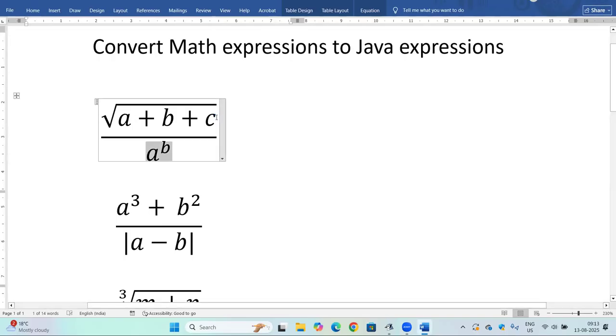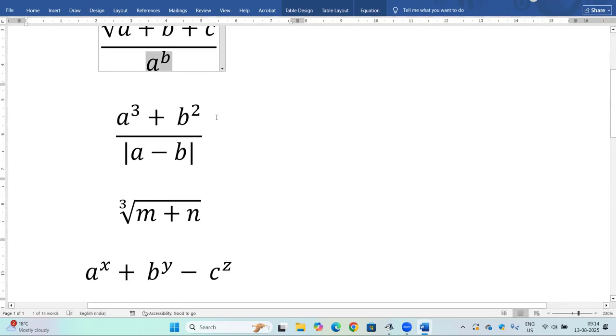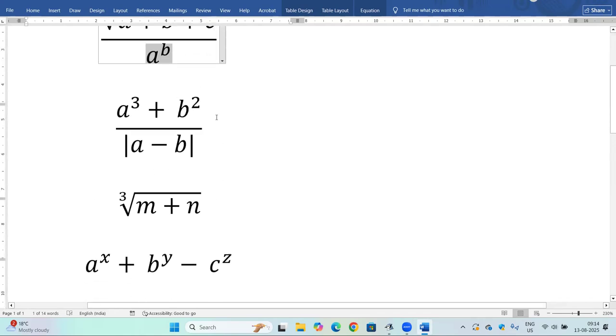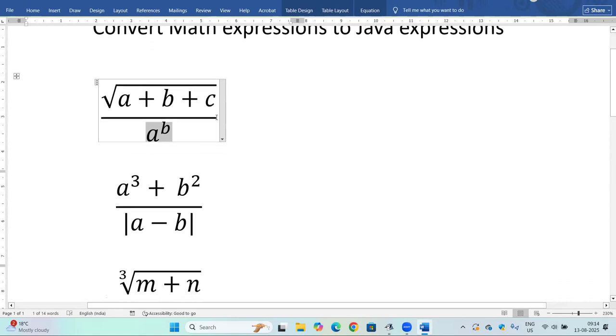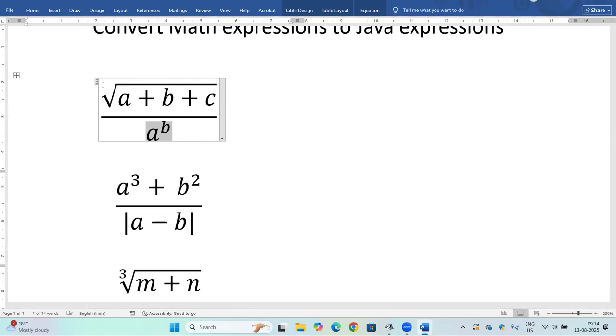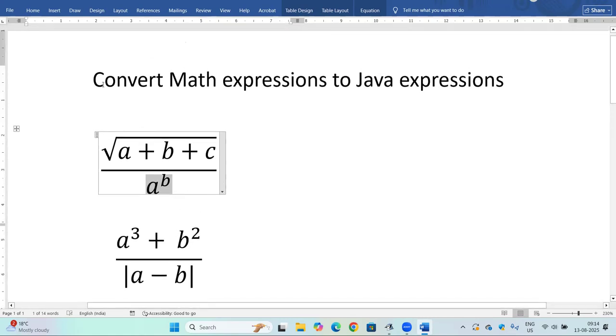In this video, we will see how to convert math expressions to Java expressions. Here on the left-hand side, we can see that some of the math formulas are typed. If we have to calculate these formulas using a program, they cannot be typed as they are. We cannot use these symbols in a Java program. So this has to be converted to a Java expression and then the calculation takes place.